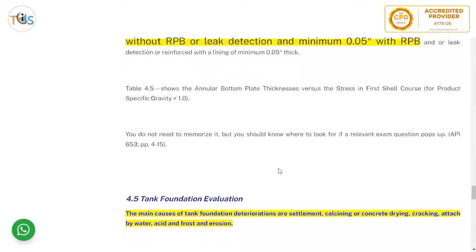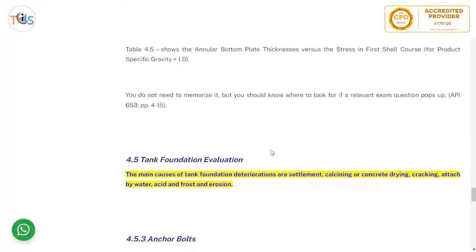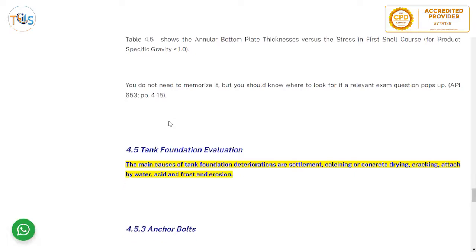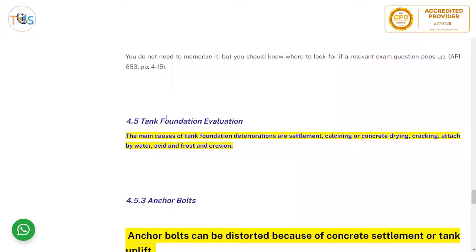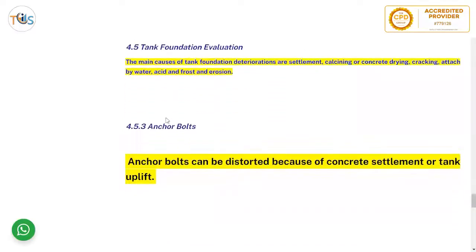And then Table 4.5 that we showed shows the annular bottom plate thickness versus the stress in the first shell course for product specific gravity up to 1. And for most hydrocarbons, the specific gravity is less than 1. You do not need to memorize, but you should know where to look when the relevant exam question pops up. It's API 653, pages 4-16.